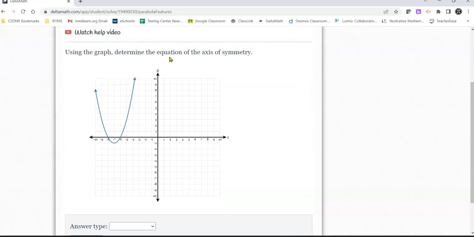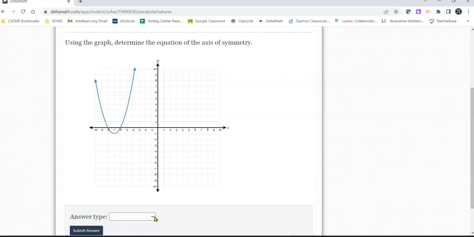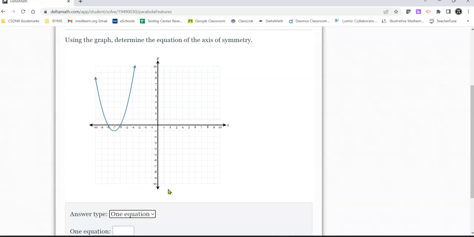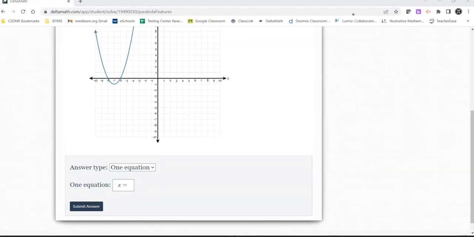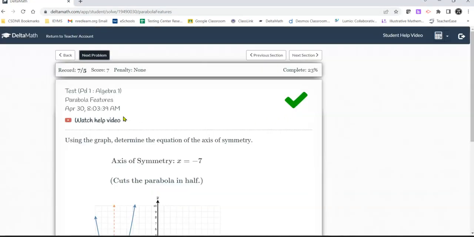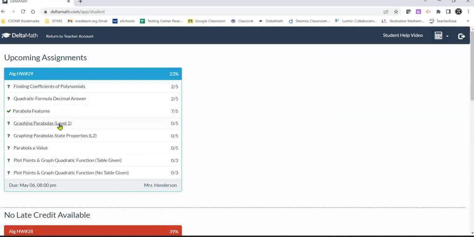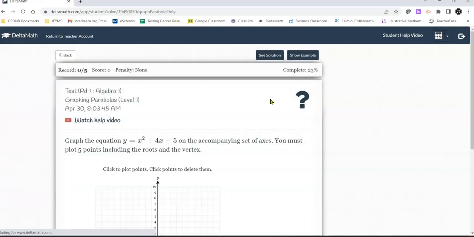Here we go. Using the graph, determine the equation of the axis of symmetry. So the axis of symmetry, remember, is not a point. It's one equation. But the equation, which starts with an x and an equal sign, can be determined by figuring out your vertex point. So if our vertex point here is -7, -1, then the x value is our equation. So x equals -7 is our axis of symmetry. All right, I think we've seen all the types from this category now. So let's take a look at graphing parabolas.